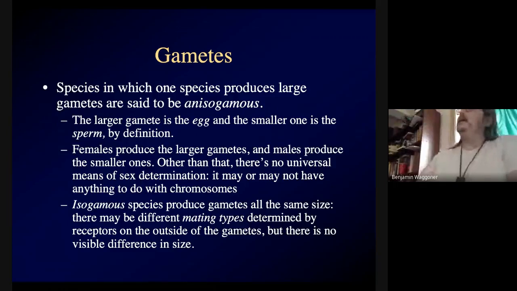This is not marine, but in fungi, you might have plus and minus mating types, or in yeast, it's usually called type A and type alpha. And so two type A's can't reproduce and two type alphas can't reproduce. You have to have an A and an alpha, but you can't tell the difference just by looking. They look outwardly identical. The difference is solely in some kind of receptor proteins on the gametes' outsides.